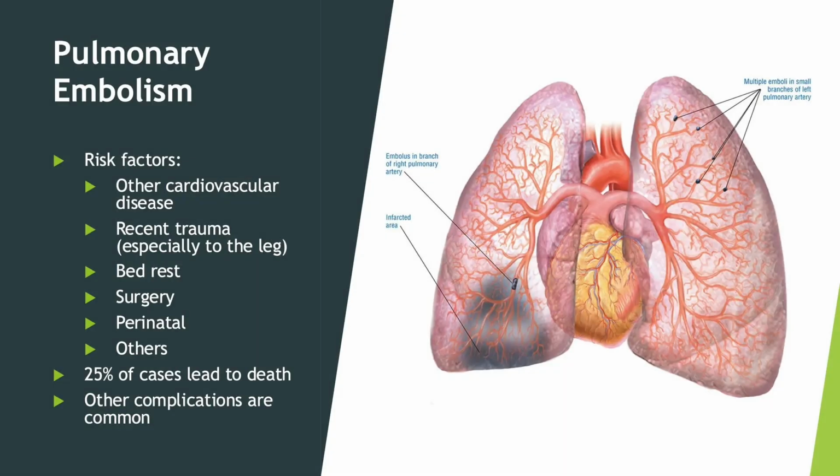Several risk factors increase the likelihood of pulmonary embolism. These include other cardiovascular disease, recent trauma, especially to the leg, bed rest, surgery, perinatal conditions, and others. Pulmonary embolism is extremely serious. 25% of cases lead to death, and other complications are common.